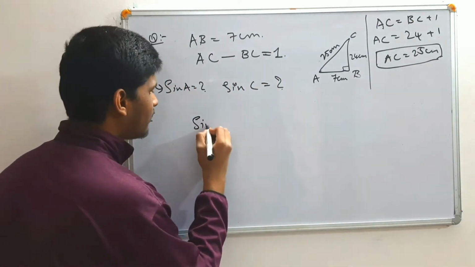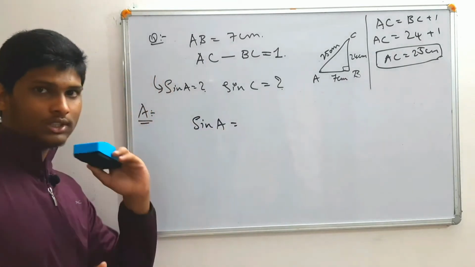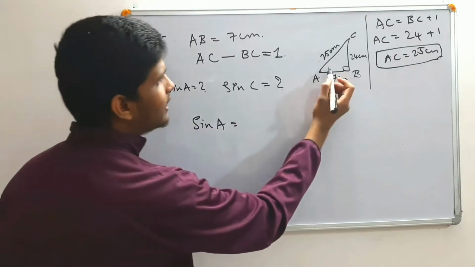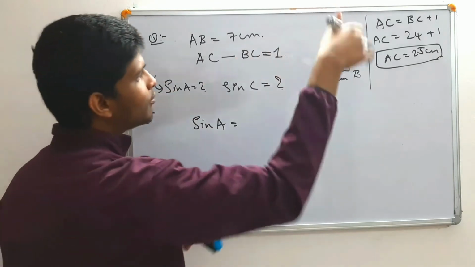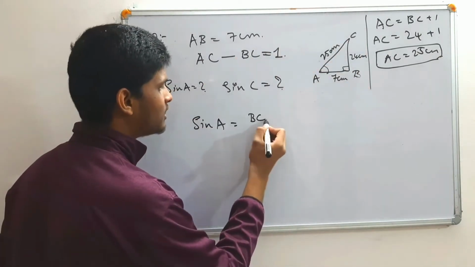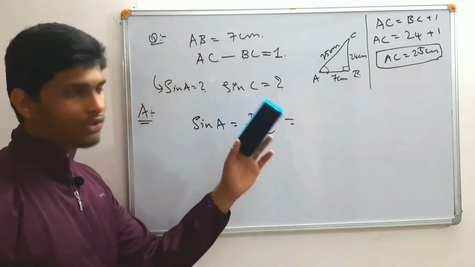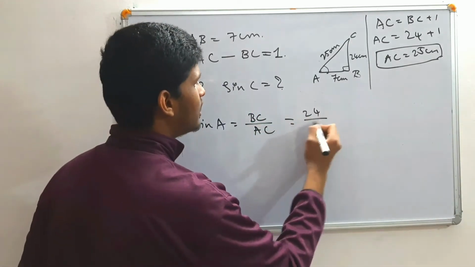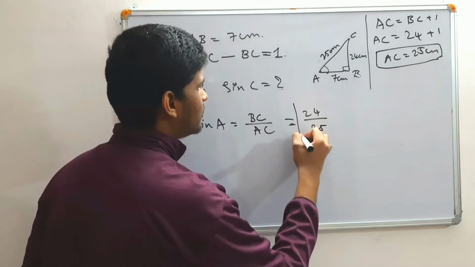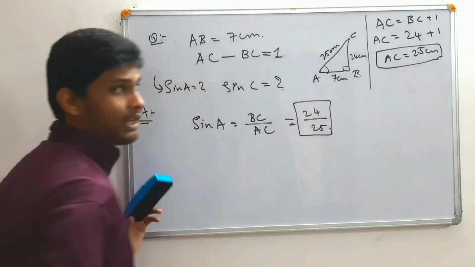So sine of angle A is the opposite side to angle A. Angle A is this one and the opposite side is BC. So the length of BC divided by hypotenuse. Hypotenuse is AC. So it becomes the length of BC is 24 centimeter and the length of AC is 25 centimeter. So this is the value of sine A.